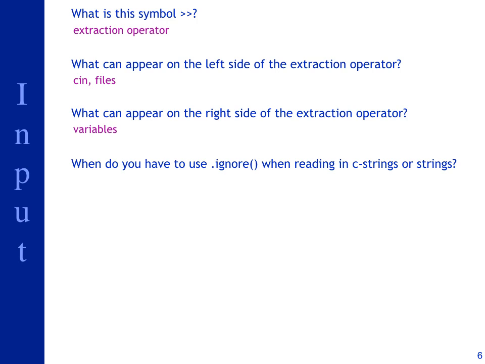When do we use a .ignore when reading, say, strings? So .ignore is used to clean up the buffer, because there are some sequences where some of the operators will leave information on the buffer that needs to be cleaned. So here's what we do: in between an extract operator and a getline or a .get.